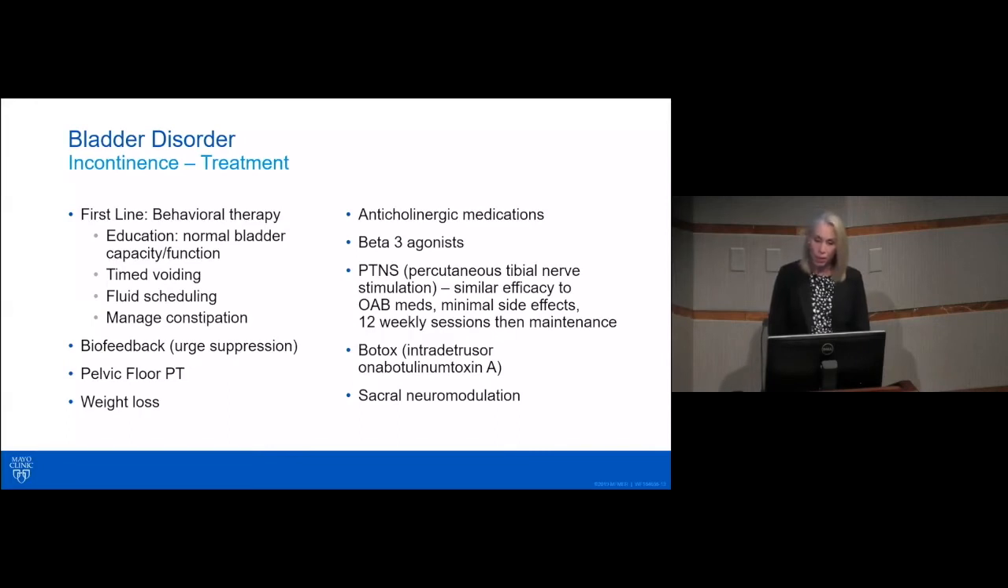Medications are the anticholinergic medications, the beta-3 agonists. Percutaneous tibial nerve stimulation is an alternative option, which has similar efficacy for overactive bladder. It has minimal side effects. So this is done once a week for 12 weeks and then monthly thereafter for maintenance. Consider Botox into the bladder or sacral neuromodulation.